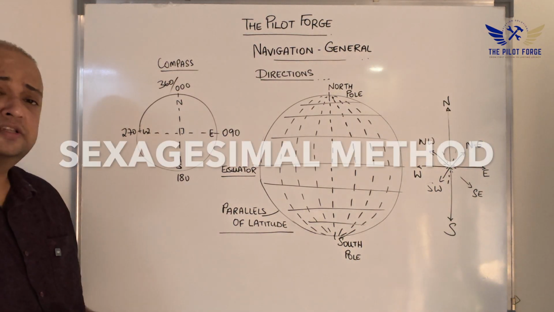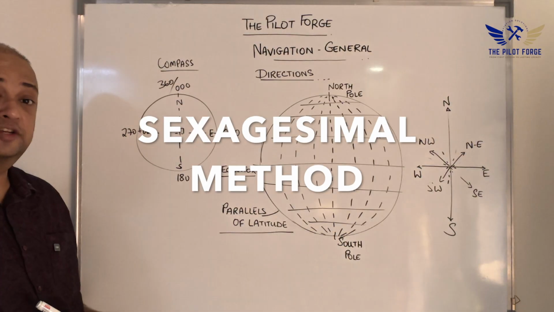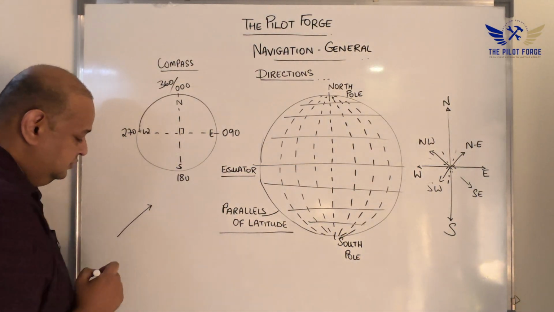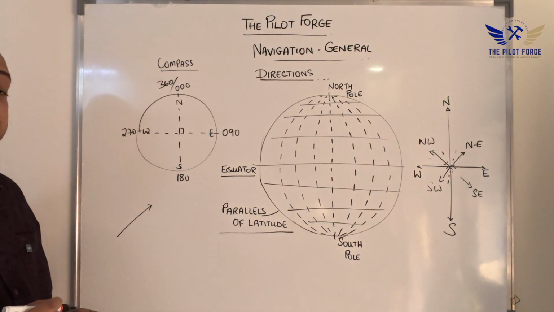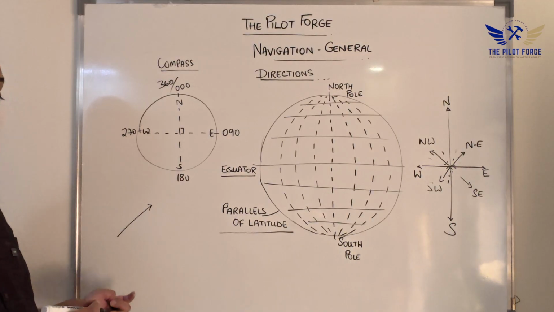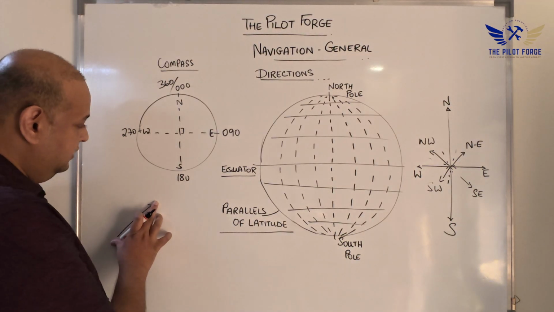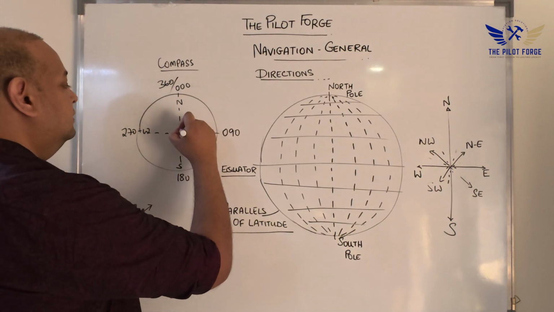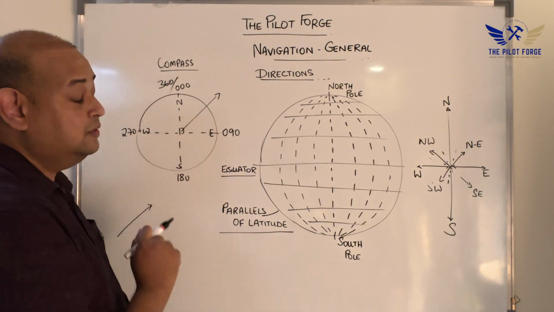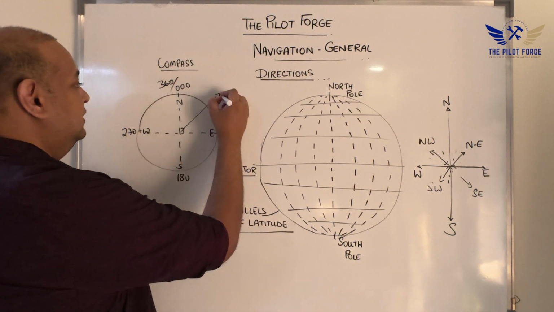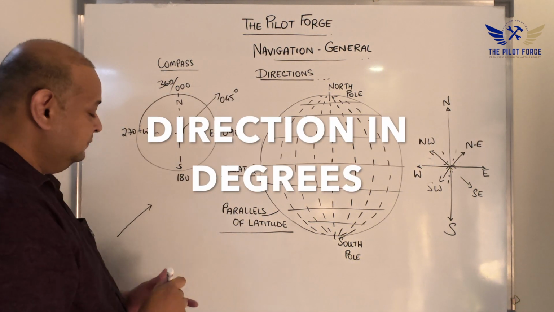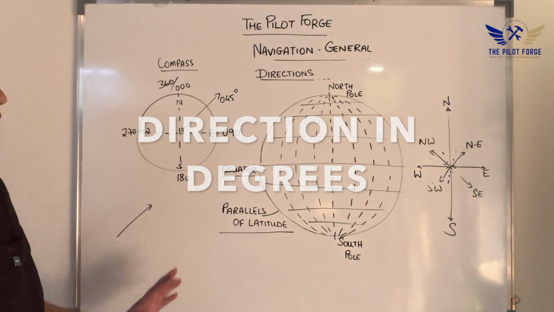This is the sexagesimal method of measuring direction. Now, if we were to go in this kind of a direction, what would you say would be the angular direction value for this particular arrow? Let's take it here and align it here. This looks like 045, isn't it? It's halfway between 000 and 090, therefore 045. And degrees. All right, direction is always measured in degrees.